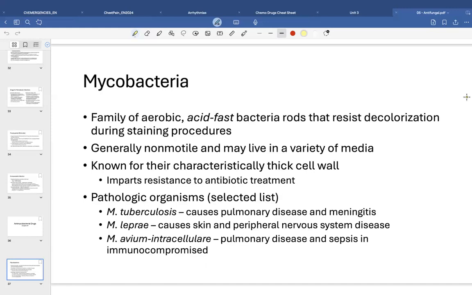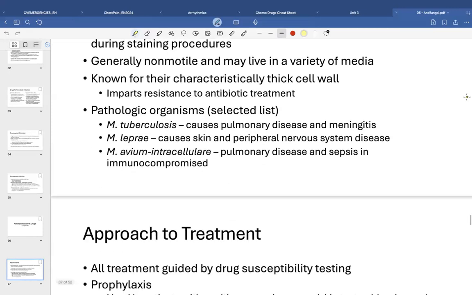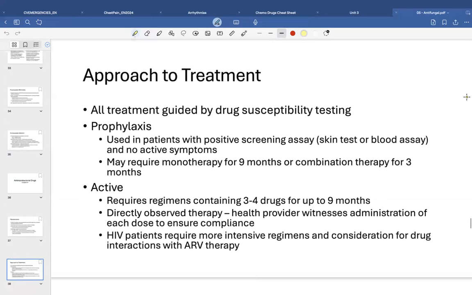All right, so how we approach TB. If it's prophylaxis, meaning there is a positive screen, but they're not active with TB, they might just be in a dormant phase, you can give monotherapy for 9 months or a combination therapy. If it is active TB and you're able to get susceptibility testing, we will be using combination treatment. Not one, not two, but up to 3 to 4 drugs, up to 9 months.